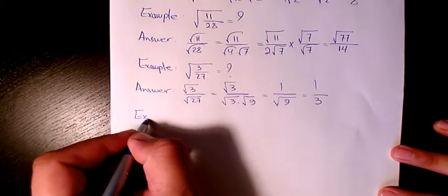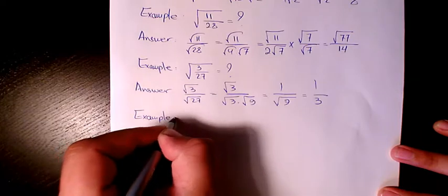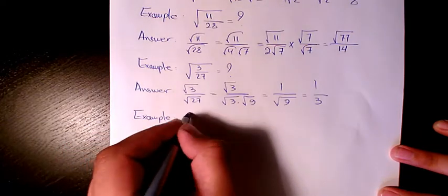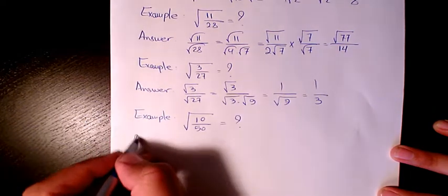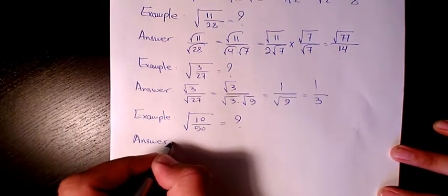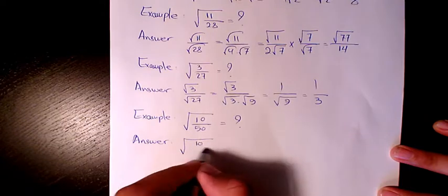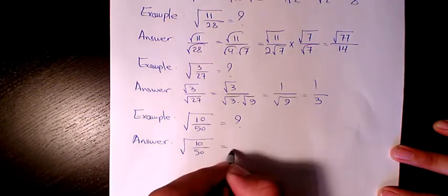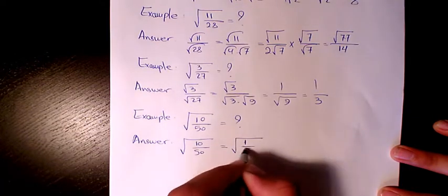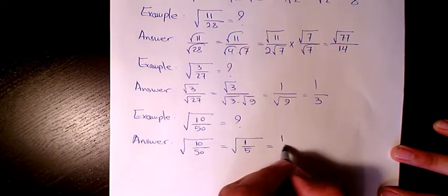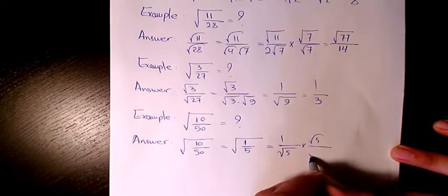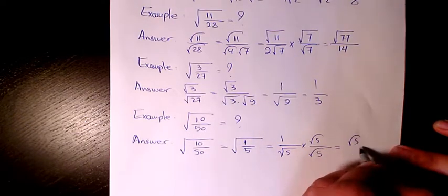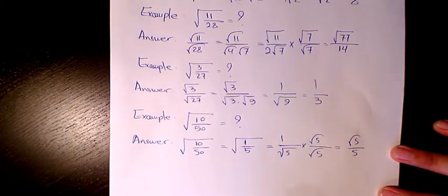Next example, we have root 10 over 50. Answer is root 10 over root 50. Then you simplify it. It's going to be 1 over root 5. And then you need to multiply it and divide it by root 5. So it's going to be root 5 over just 5. This is the final answer.